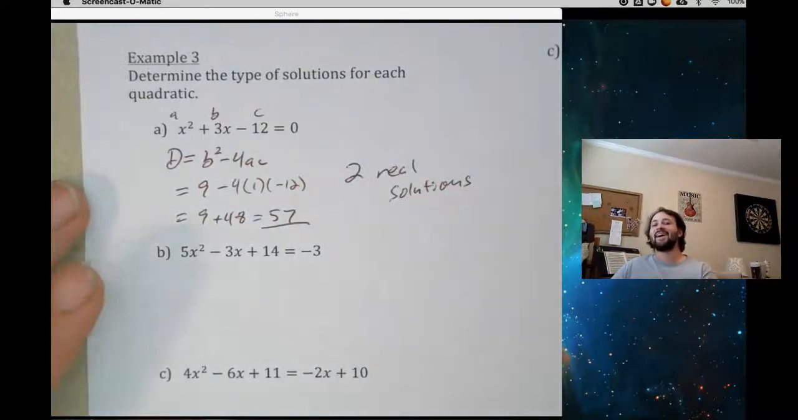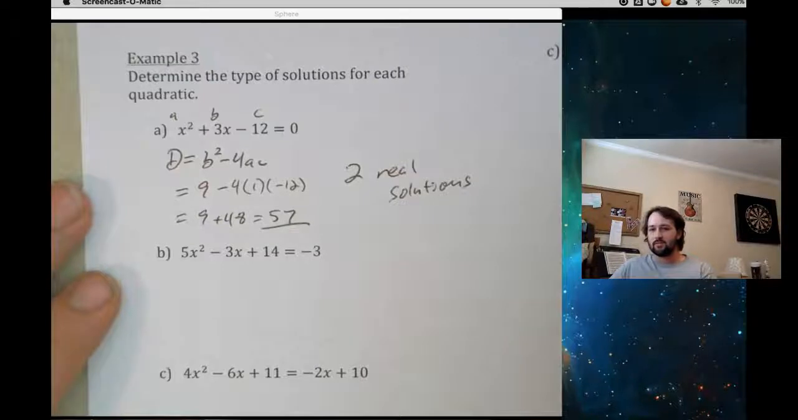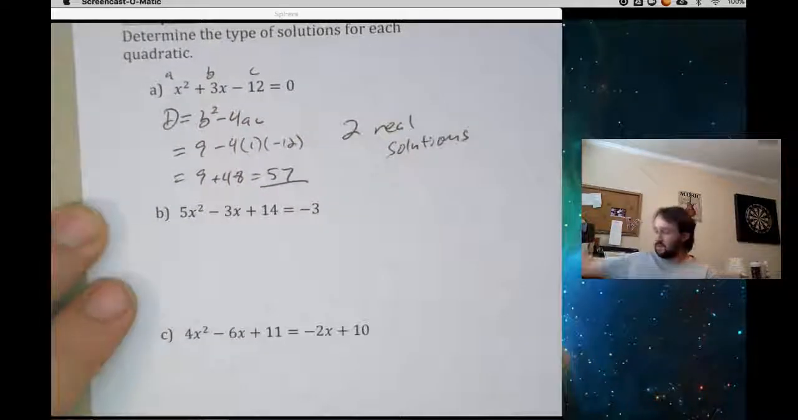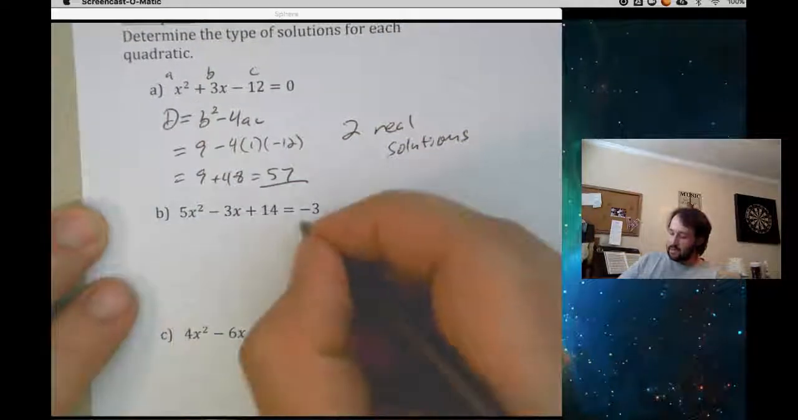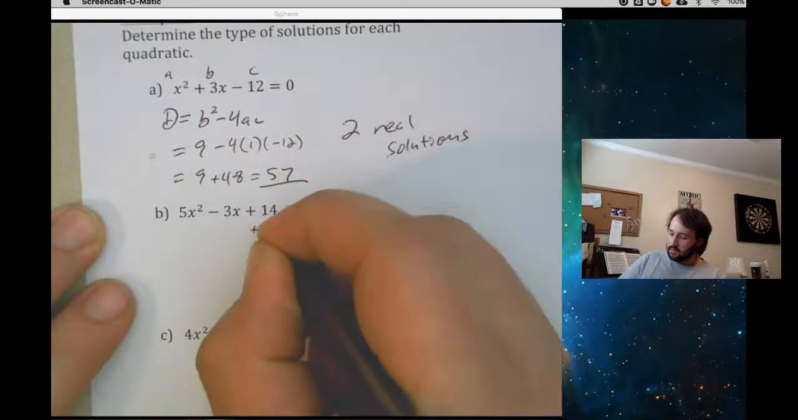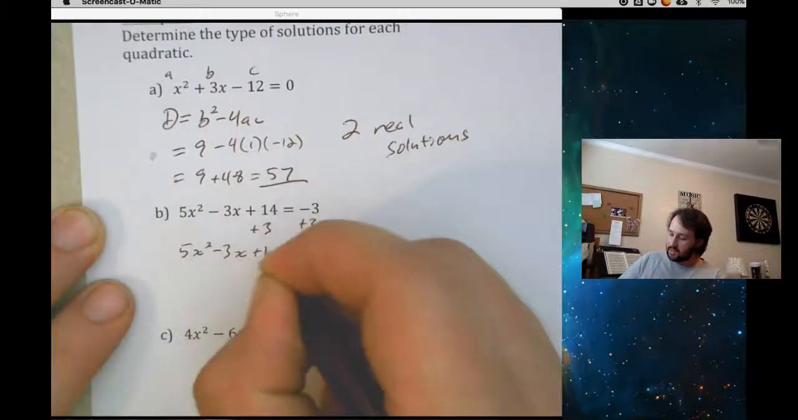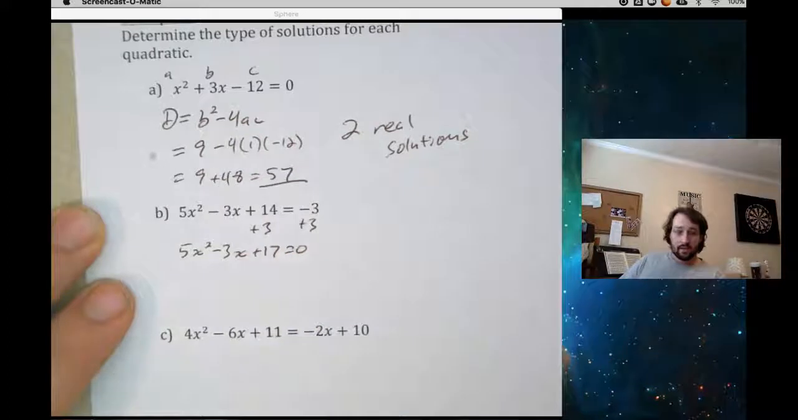Imagine that. I tried. I'm sorry. All right. Again, make sure it equals 0. So I need to add this 3 to the other side, such that I have 5x squared minus 3x plus 17 equals 0. And then I can do the discriminant.